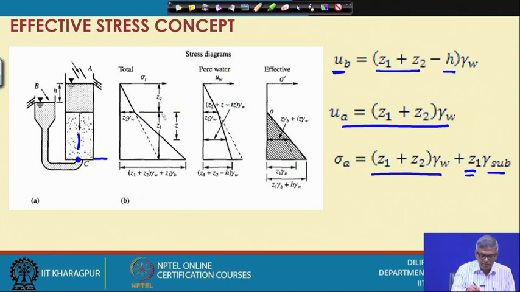Otherwise, I can take any depth, I can vary it. So, at this point I get this total stress equal to z 1 plus z 2 gamma w or z 1 gamma submerged. So, I am getting stress considering from this side.